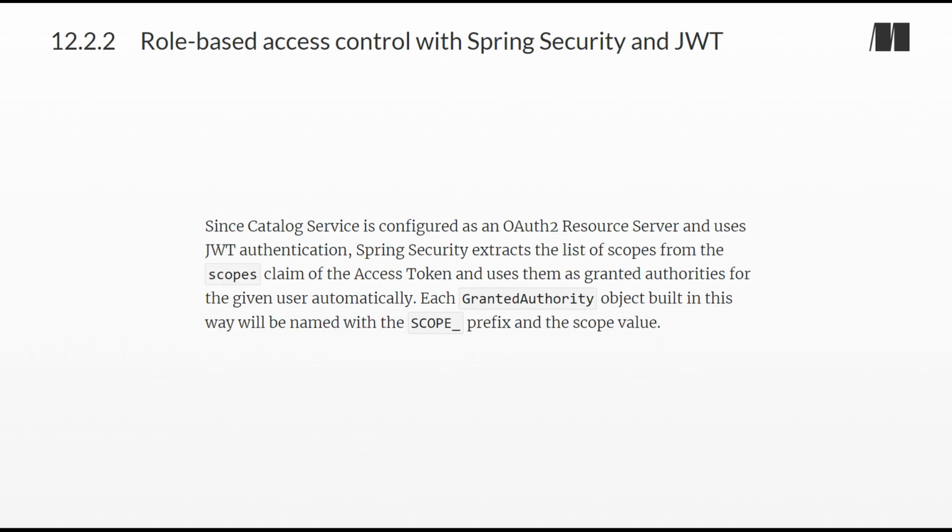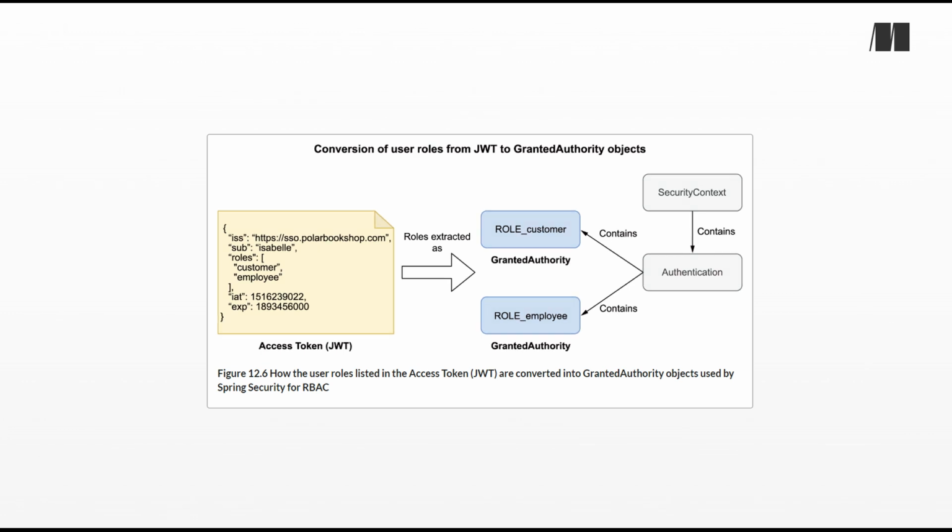Since Catalog service is configured as an OAuth2 resource server and uses JWT authentication, Spring Security extracts the list of scopes from the scope claim of the access token and uses them as granted authorities for the given user automatically. Each granted authority object built in this way will be named with the SCOPE_ prefix and the scope value. The default behavior is acceptable in many scenarios where scopes are used to model permissions, but it doesn't fit our case where we rely on user roles to know which privileges each user has.